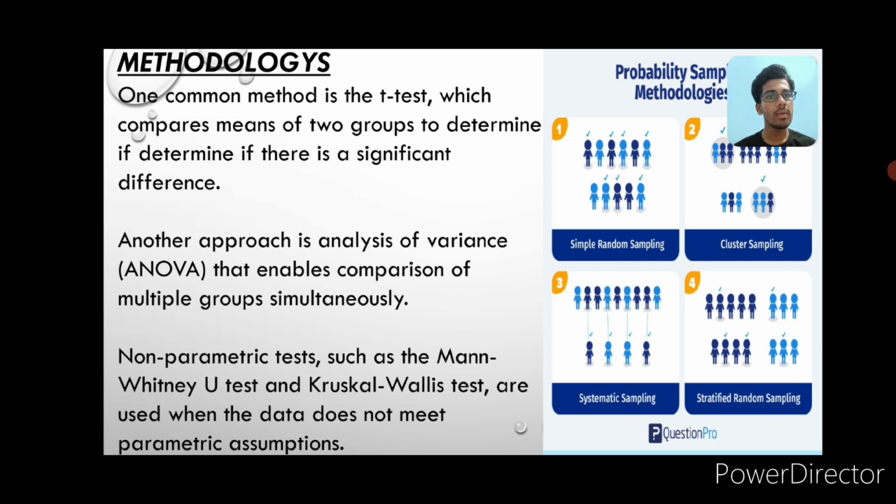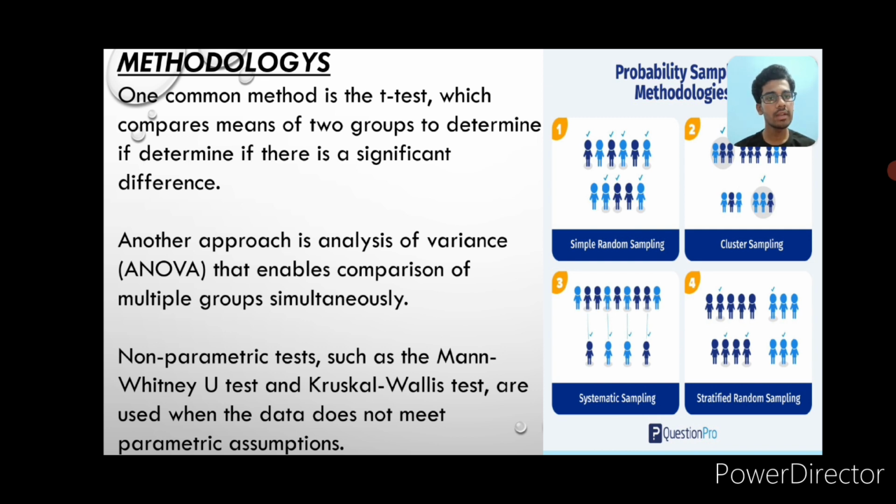Methodologies. One common method is the t-test. The t-test compares the means of two groups to determine if there is a significant difference. This method is mainly used to compare whether the groups taken for the samples have a significant difference or not. Another approach is analysis of variance, which enables comparison of multiple groups simultaneously.